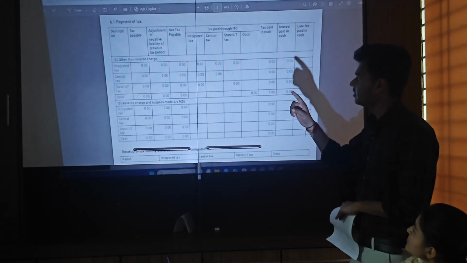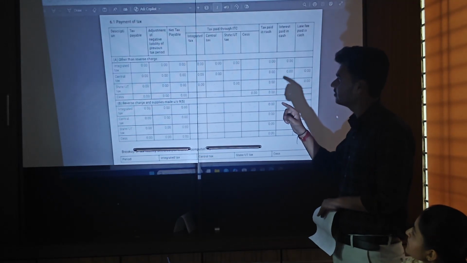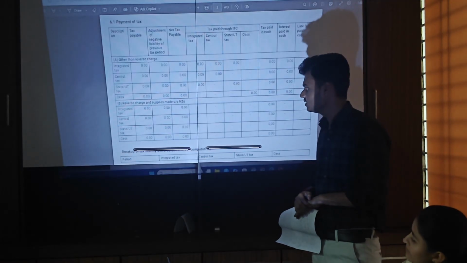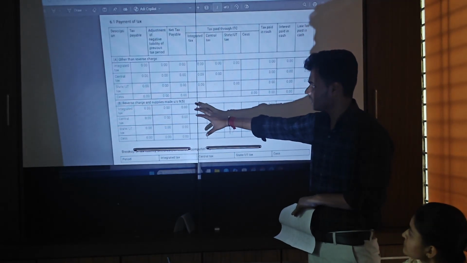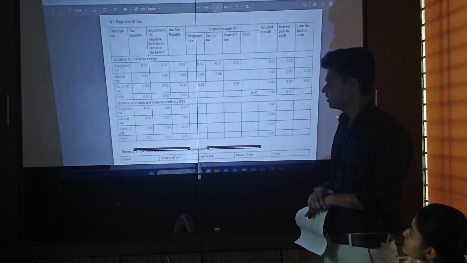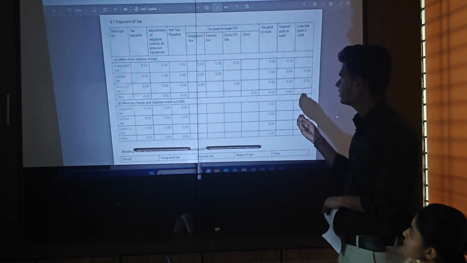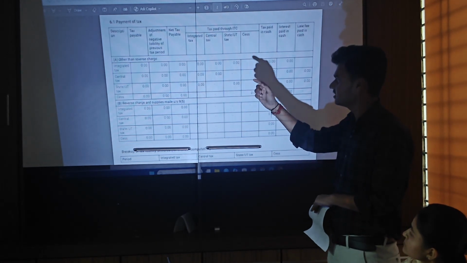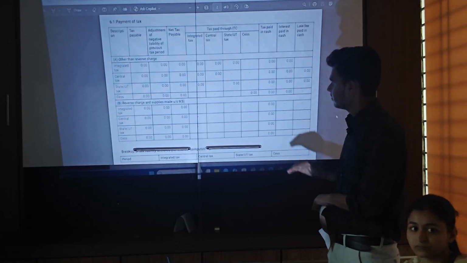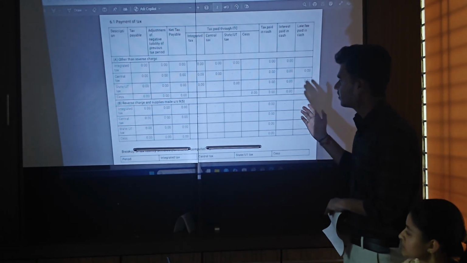Here 6.1A is for other than reverse charge, and B is for reverse charge and supplies made under section 9(5). This table's liability is paid through cash only, because it cannot be adjusted against ITC, and the other than reverse charge tax liability will be adjusted through ITC and also paid through cash.